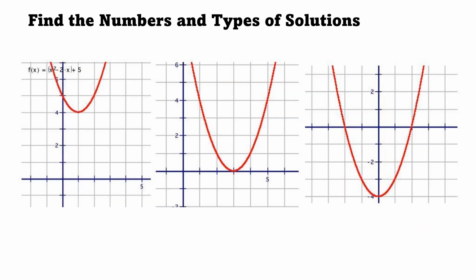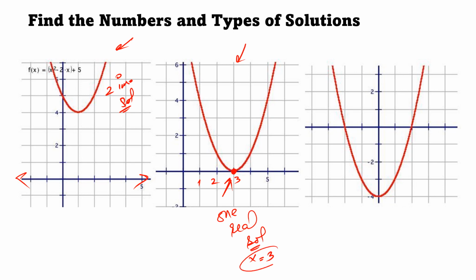Next, again here, this graph doesn't touch the x-axis, right? So how many solutions do you have? You have 2 imaginary solutions. This graph touches the x-axis only one time here, right? So it has 1 real solution. So if it has 1 real solution, what is the solution? 1, 2, 3. So x equals 3. So it repeats the 3 two times.